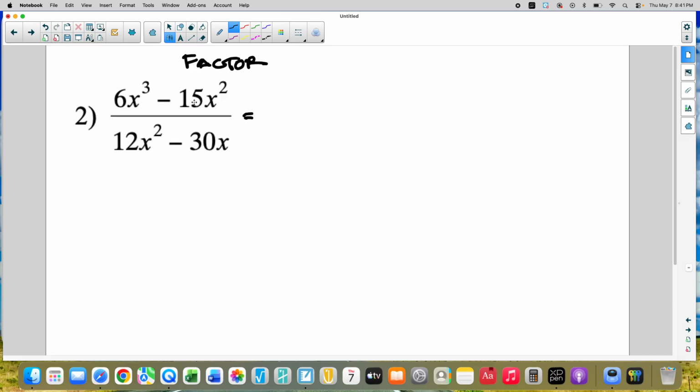We look at the coefficients. We can take out a 3. We look at the variables. We can take out an x squared. So if we take 3x squared from 6x to the third, you're left with 2x. You take 3x squared from negative 15x squared, you get negative 5. And then we do the same thing with the denominator.